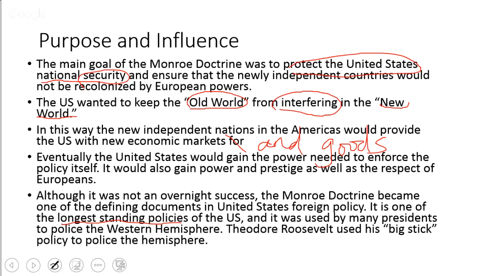It was used by many presidents to police the Western Hemisphere. Remember here, police is a verb. If you're policing someone, that means you're doing a police job and trying to control them. Theodore Roosevelt, do you still remember the guy? He used his big stick policy to police the hemisphere.